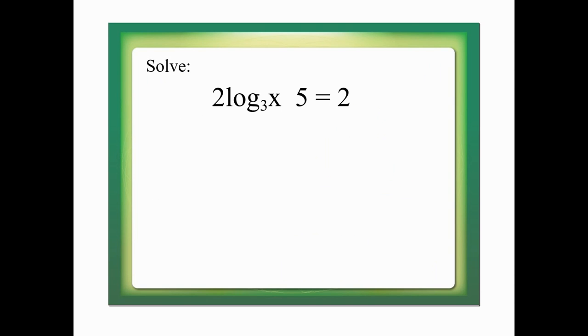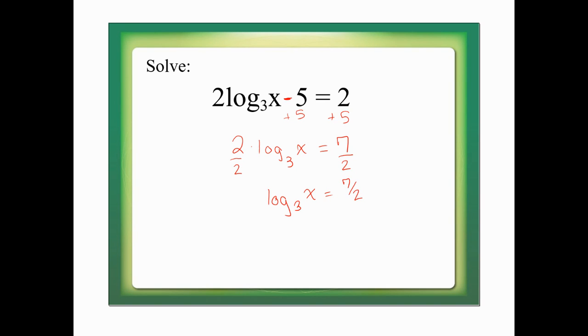Just like before, oh, I lost my minus sign. What you want to do is isolate your logarithm before you start. So I'm going to add 5 to both sides. So I have 2 times the log of base 3 of x equals 7. Now, there are 2 different ways of doing this, but what you can do is divide by 2. So I get log with base 3 of x equals 7 over 2.